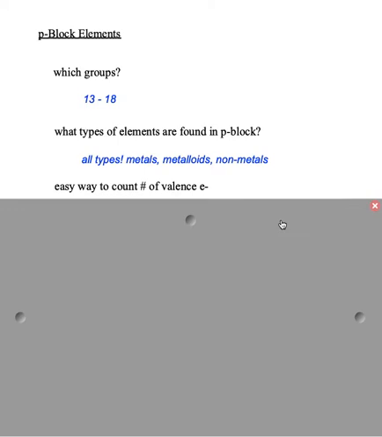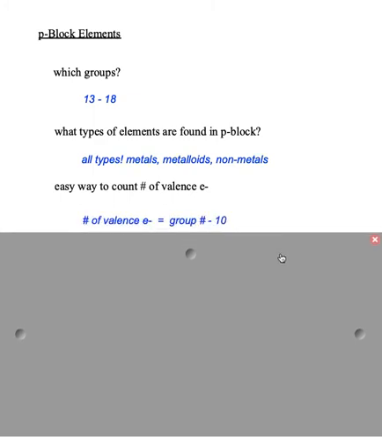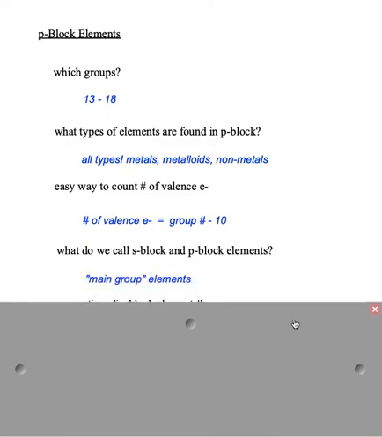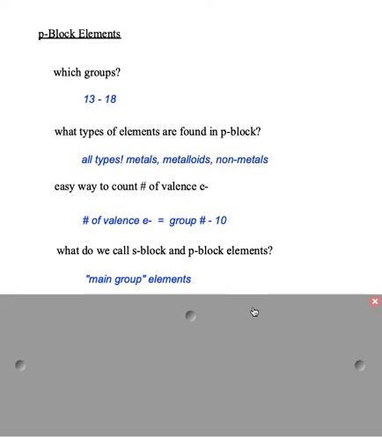There is an easy way to count the number of valence electrons of the p block elements. Group 13 has 3 valence electrons, group 14 elements have 4, group 15 has 5. The pattern is simply the number of valence electrons is equal to the group number minus 10. Why minus 10? Because we're subtracting groups 3 through 12, the d block metals. Their electrons don't count towards the valence electron count. There is an old-fashioned name for the s and p block elements, but I want you to know anyway. They're sometimes called the main group elements.